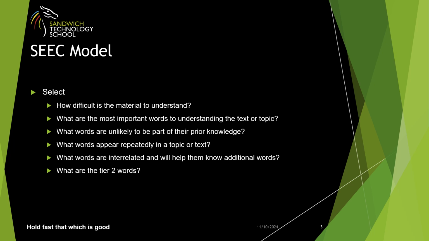How difficult is the material to understand? What are the most important words to understanding the text or topic? What words are unlikely to be part of their prior knowledge? What words appear repeatedly in a topic or text? What words are interrelated and will help them know additional words? And what are the tier 2 words in that particular material? If we go through those questions, we should be able to narrow down all of those words that we've got in front of us in our resource and then pick out those key ones that we're going to focus on.